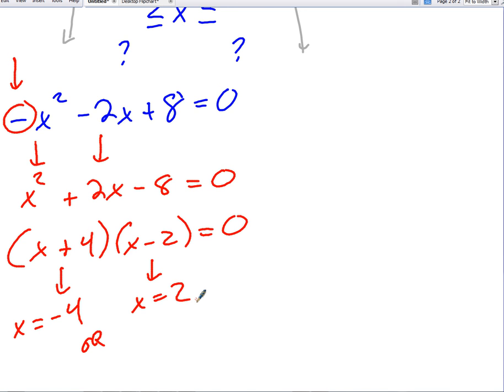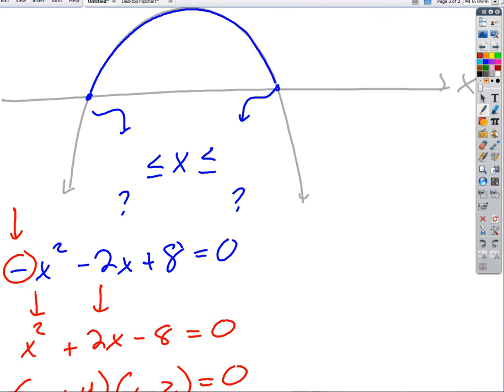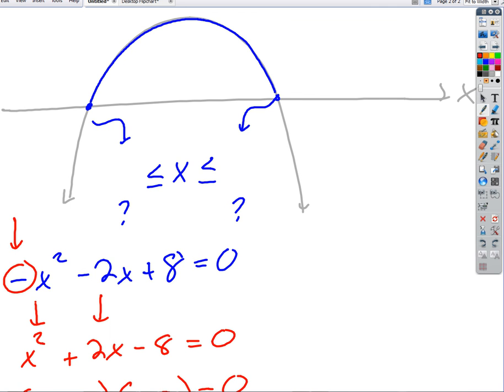Now, if the numbers are x equals -4 and positive 2 on my sketch, which one goes where? What's that one got to be? It's got to be -4, because this is the x-axis, so lesser numbers go to the left, right? So this one is -4, that one's positive 2. That's my answer.